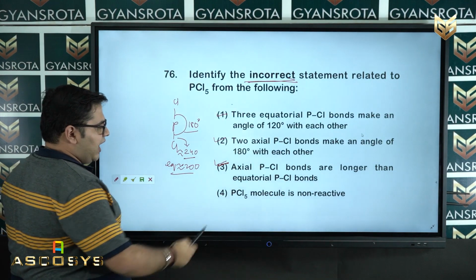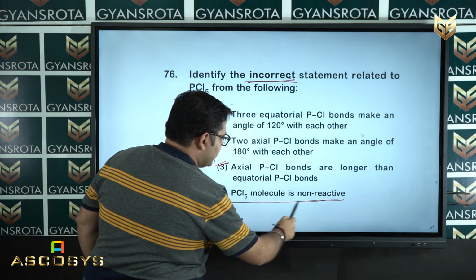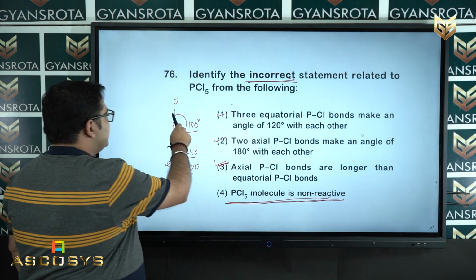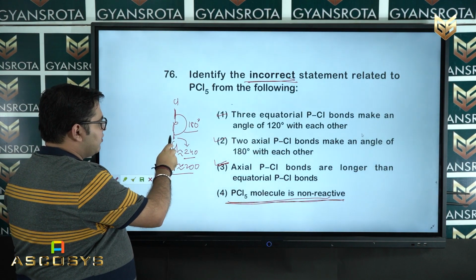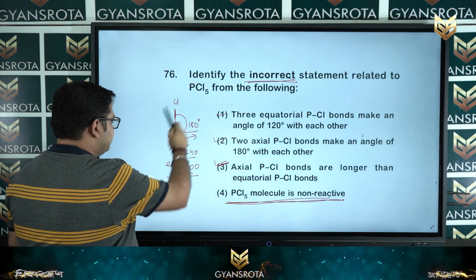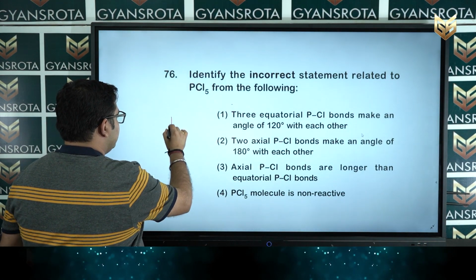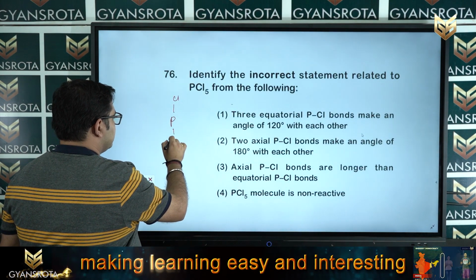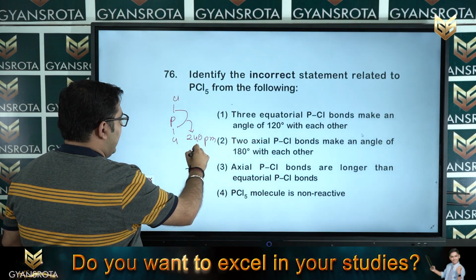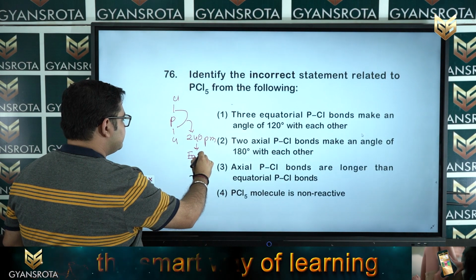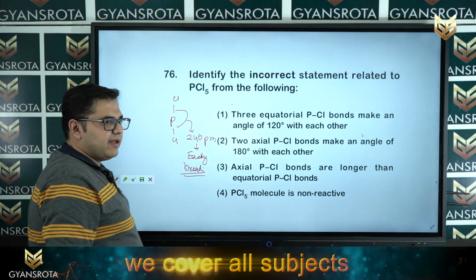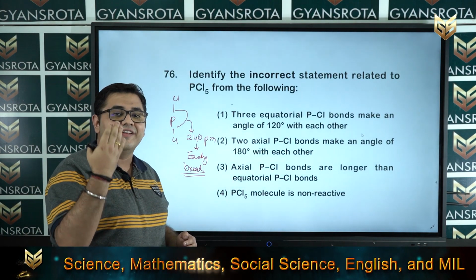So, what is left out? Left out is that the PCl5 molecule is non-reactive, which is not the correct statement. Why? Because I already told, the bond length of axial Cl is longer, and when they are longer, it is easily breakable. Again I am going to rub. So, these are the axial bonds, and this having 240 picometer, and this is easily breakable. And when this is easily breakable, this molecule is also a reactive molecule.